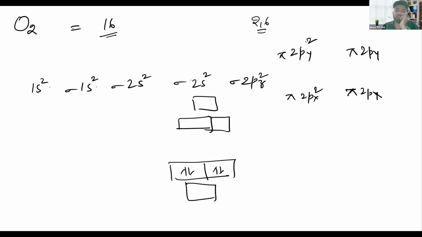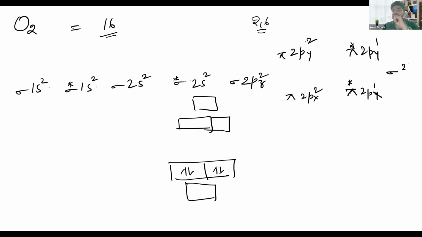Okay, then how many electrons were remaining? Only 2. 14 has been done, so 1 for this one, 1 for this one. Okay, got it? Yes, sir. So count the total number of bonding and anti-bonding electrons. So this is sigma, this is bonding, this is anti-bonding, this is bonding, this is anti-bonding, this is bonding, this is bonding, bonding, then anti-bonding. Okay.